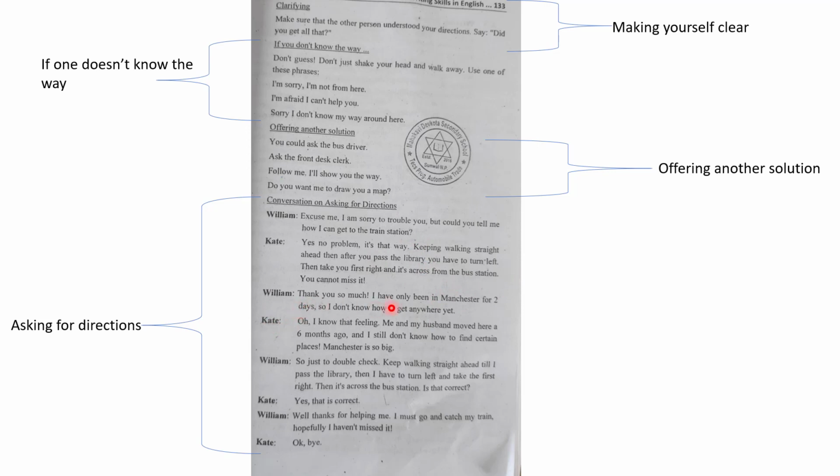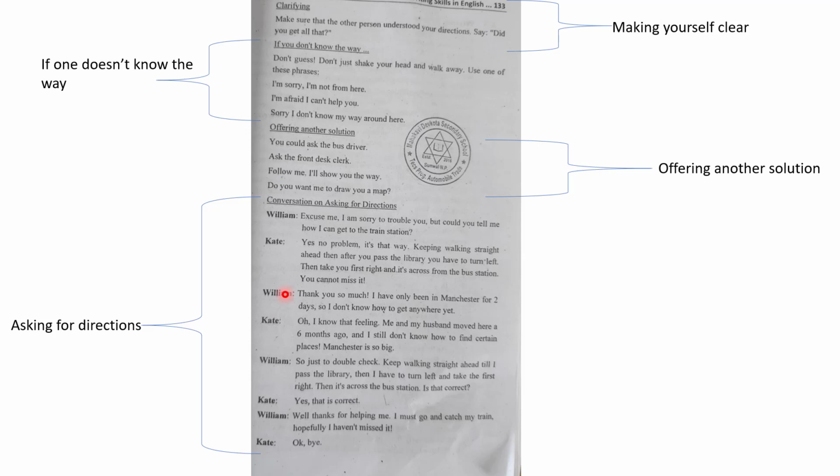And William says, thank you so much. I've only been in Manchester for 2 days, so I don't know how to get anywhere yet. Kate says, oh, I know that feeling. Me and my husband moved here 6 months ago, and I still don't know how to find certain places. Manchester is so big.